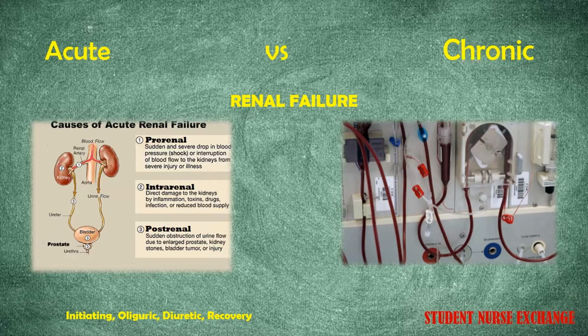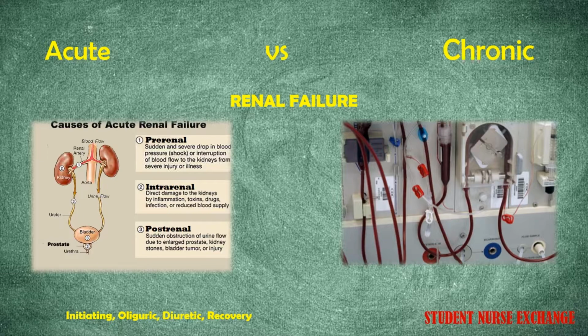Intrarenal is inside the kidney, right? That's the location of the insult. There's some kind of damage to the kidney, toxins, drugs, like we talk about the nephrotoxic drugs. It would be an intrarenal cause of acute renal failure. Inflammation, infection, pyelonephritis, glomerulonephritis can all be an intrarenal cause of acute renal failure.